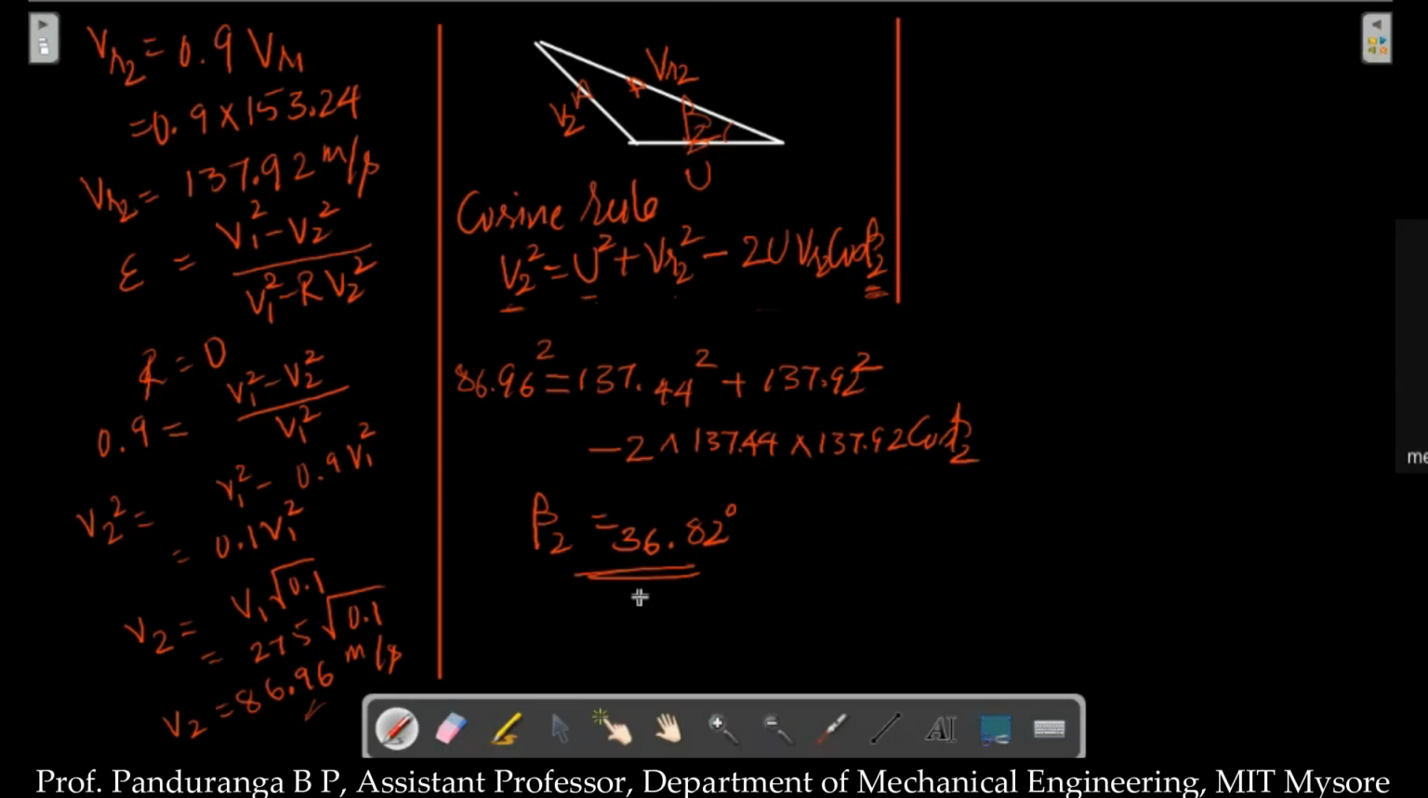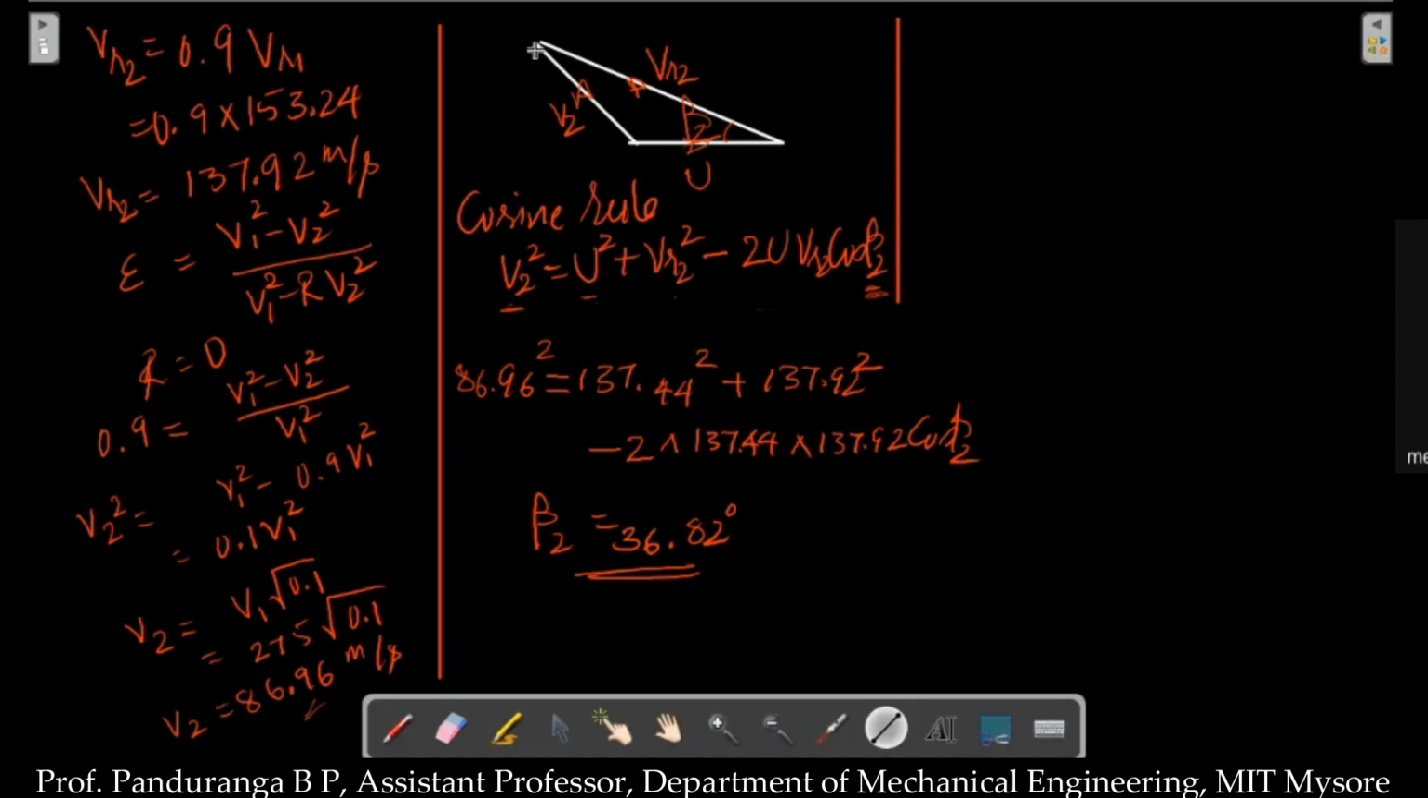Once you know the value of beta 2 and beta 1, now we need to calculate the value of VU2. If you know the value of VU2, we know mass flow rate and we can find out the power. So first, we have solved the first part of the problem where we were asked to find out inlet and exit rotor angles. Now we need to find out the power and axial thrust. So now let us find out VU2.